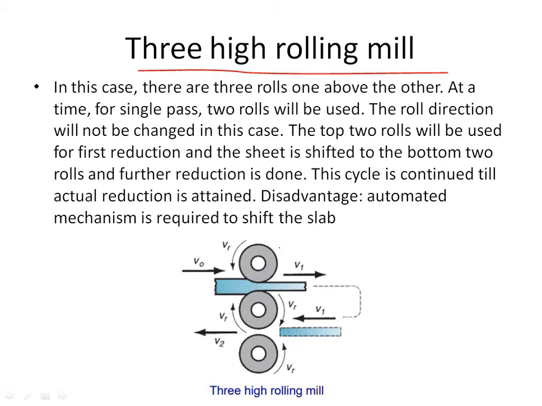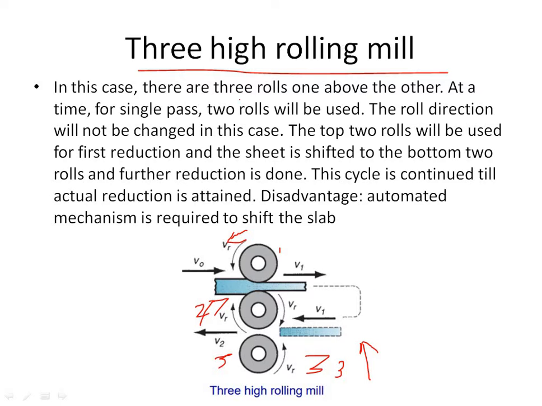Here you all can see three rolling mills. This is one, this one is two, and this one is three. Okay, this is the third rolling mill. Three rolling mills are there. By viewing the sketch you all can guess the direction of rotation of the rolls: this one has this direction, this will rotate in this direction, and this one will rotate in this direction.